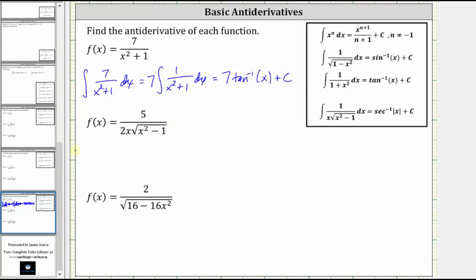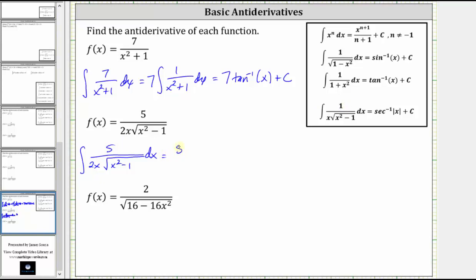For the second function, we would have the integral of 5 divided by the product of 2x and the square root of the quantity x squared minus 1. Again, looking at our integration formulas, notice how this integral resembles the integration formula shown here at the bottom, except in our integral, we have a numerator of 5 and an extra factor of 2 in the denominator. But we can go ahead and factor this out as 5 halves.